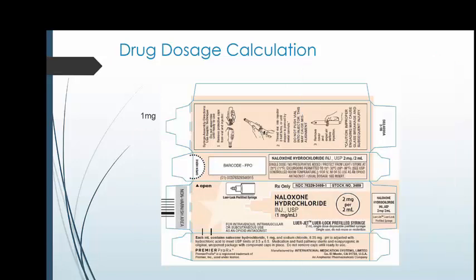Narcan. All right, so our desired dose here is 1 milligram. You look on your container, you see that you have 2 milligrams per 2 milliliters. So 1 milligram times your volume, which is 2 milliliters, divided by your drug in that volume, which is 2 milligrams, gives you 2 over 2, which is equal to 1 milliliter.